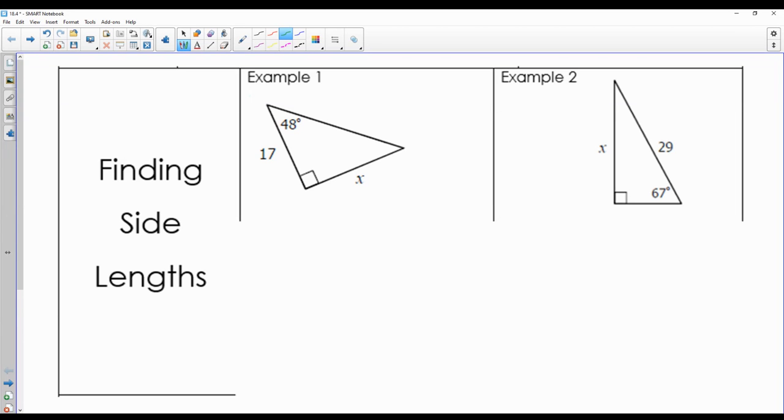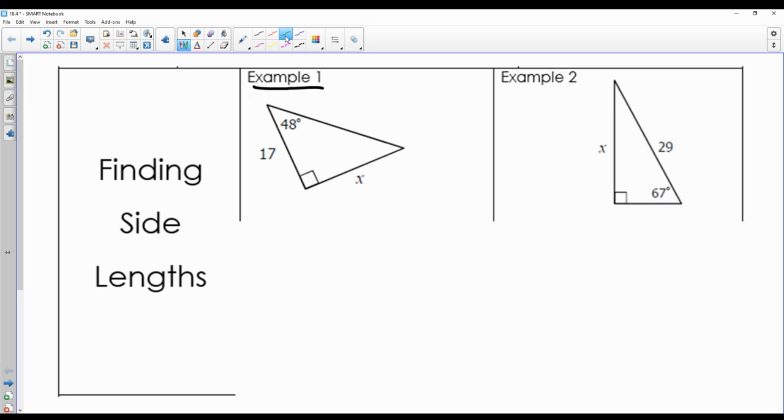All right, welcome back. Now we're into the really fun stuff. We're actually going to use our trigonometry ratios to help us to solve for missing sides or missing angles of a triangle, of a right triangle. So let's look at this example one to start off with.